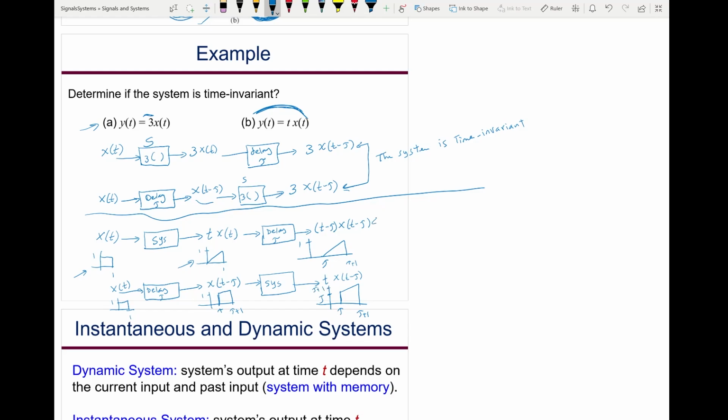Now, if you compare this equation to this equation, they are not equal. Same thing, if I compare this plot to this plot, they are not the same. So the system is time varying. So basically the system response will depend on time. And that's how we test if a system is time invariant or time varying.